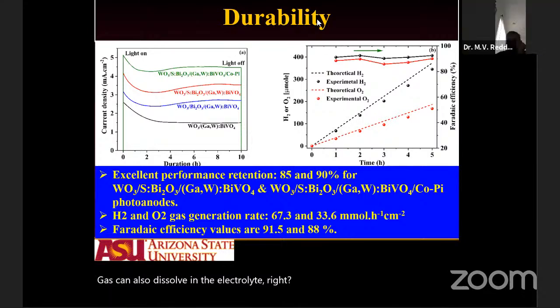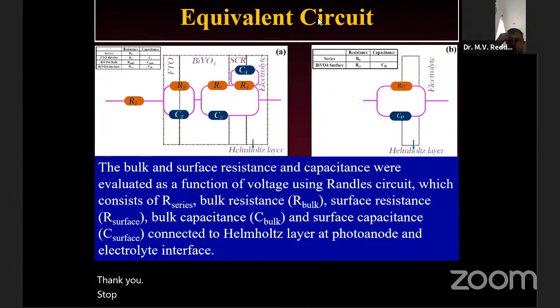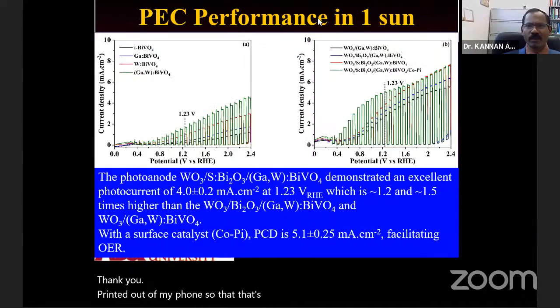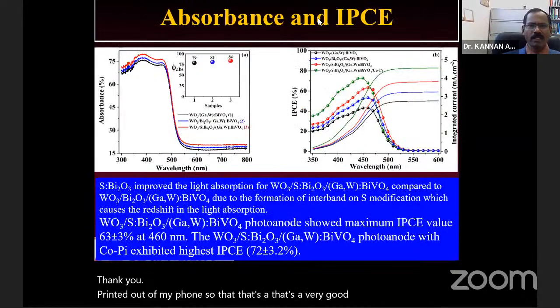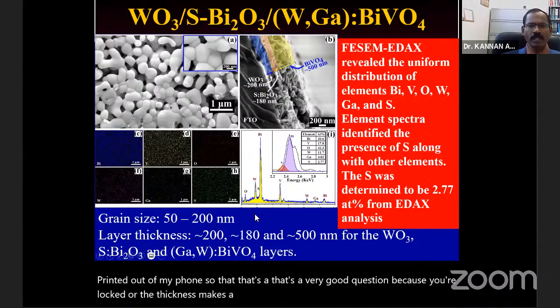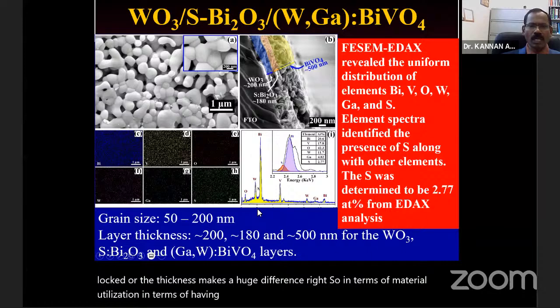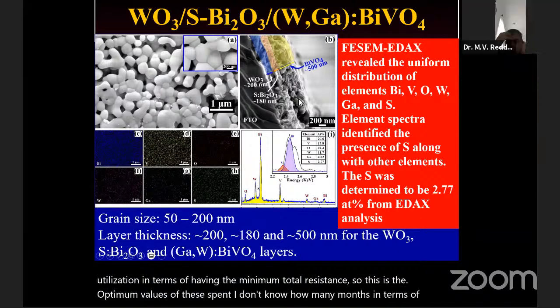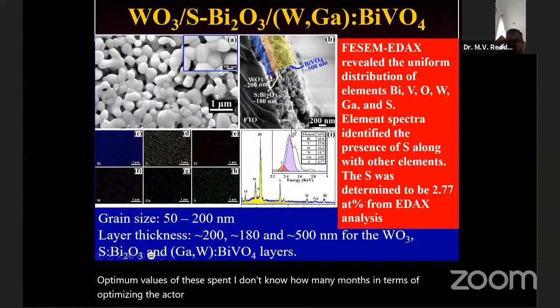We have one small quick question regarding Professor Kannan. It's a very nice presentation. Just for curiosity, I'm asking: is there any effect of thickness? What is the thickness of the cell? Is it approximately the order of microns? That's a very, very good question, because electrode thickness makes a huge difference, right? In terms of material utilization, in terms of having the minimum total resistance, this is the optimum value. So we spent, I don't know how many months on it. I understand, it's not so easy. Yeah, you have to play a lot of things.